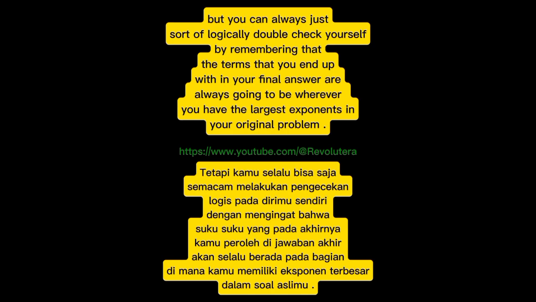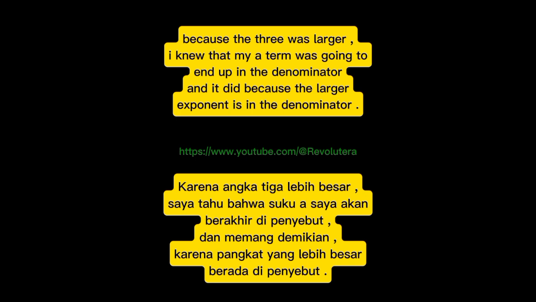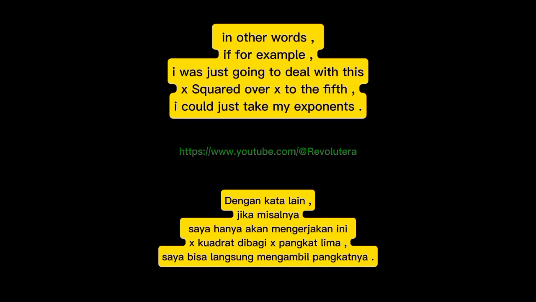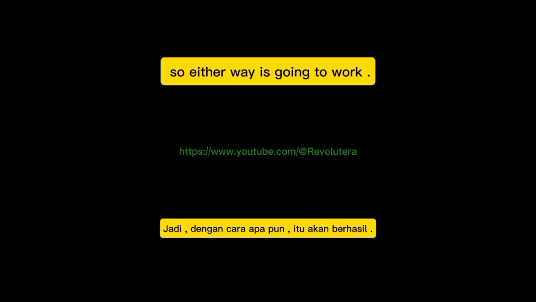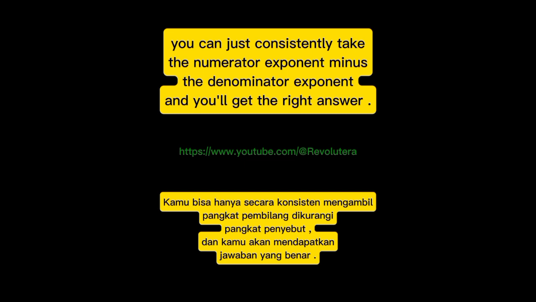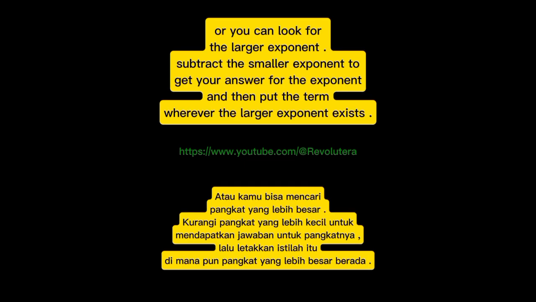But you can always just sort of logically double check yourself by remembering that the terms that you end up with in your final answer are always going to be wherever you have the largest exponents in your original problem. Because the 3 was larger, I knew that my term was going to end up in the denominator and it did, because the larger exponent is in the denominator. In other words, if for example I was just going to deal with this x squared over x to the 5th, I could just take my exponents. So either way is going to work. You can just consistently take the numerator exponent minus the denominator exponent and you'll get the right answer. Or you can look for the larger exponent, subtract the smaller exponent to get your answer for the exponent and then put the term wherever the larger exponent exists.